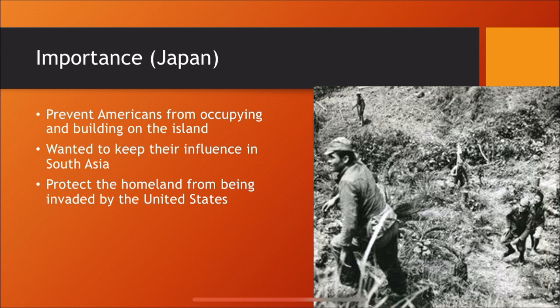Finally, the Japanese desperately wanted to protect the homeland from being invaded and conquered by the Allied forces. They feared a complete Allied invasion and thought that they needed to stop them to avoid the harsh wartime punishments.